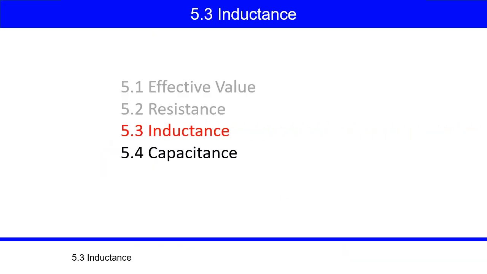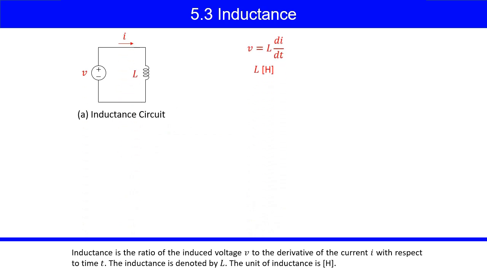Section 5.3, Inductance. Inductance is the ratio of the induced voltage V to the derivative of the current I with respect to time t. The inductance is denoted by L. The unit of inductance is Henry.